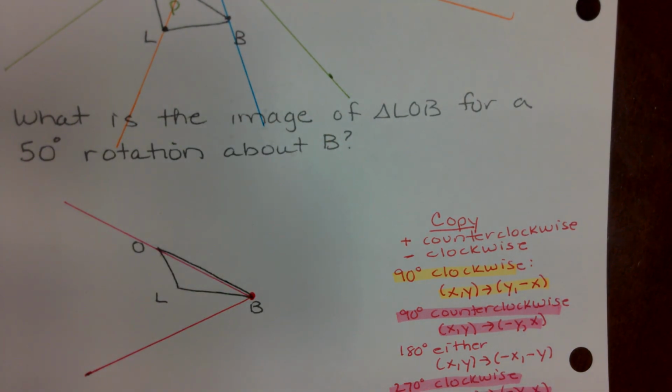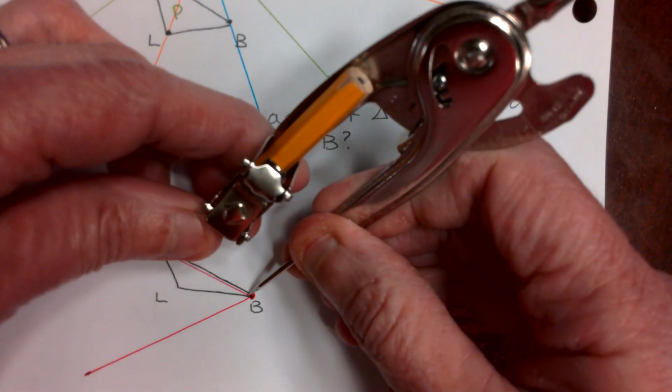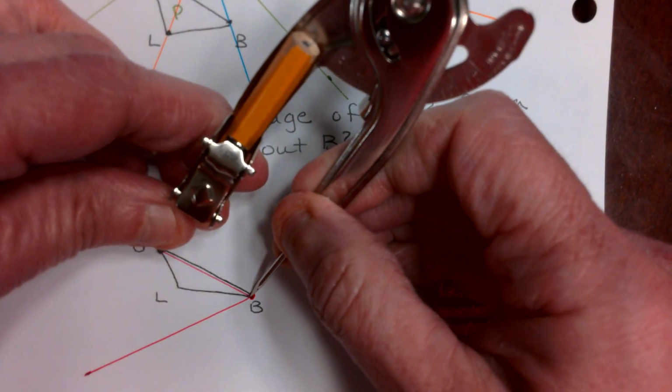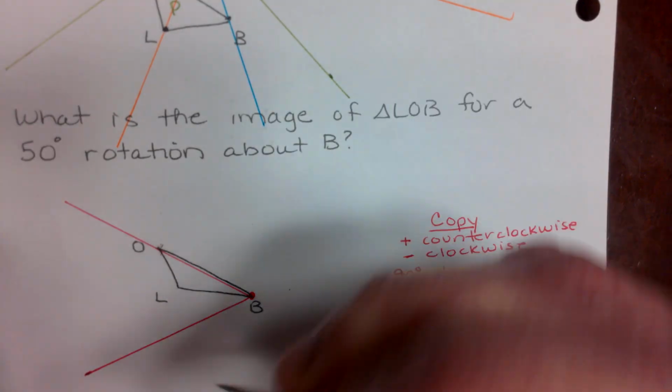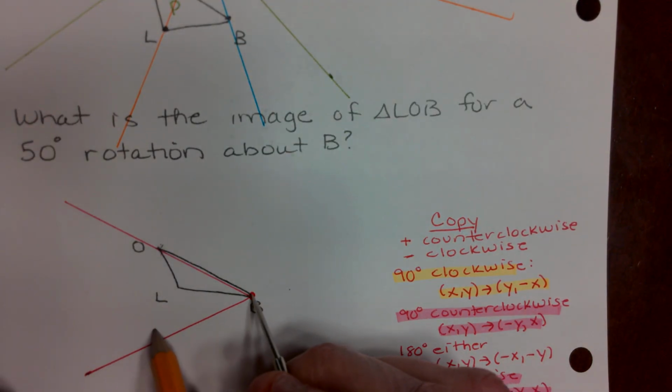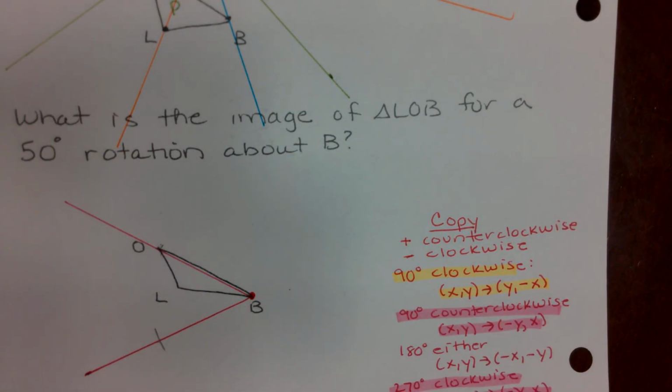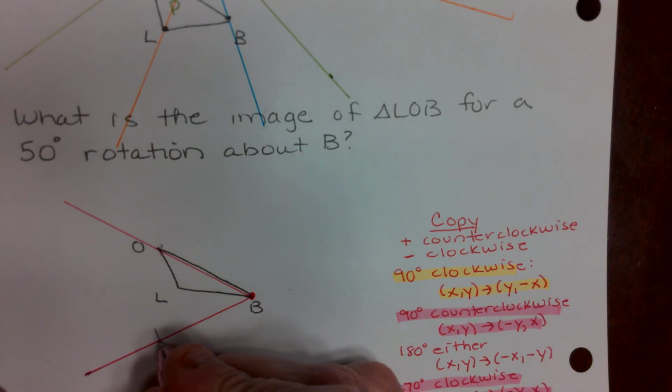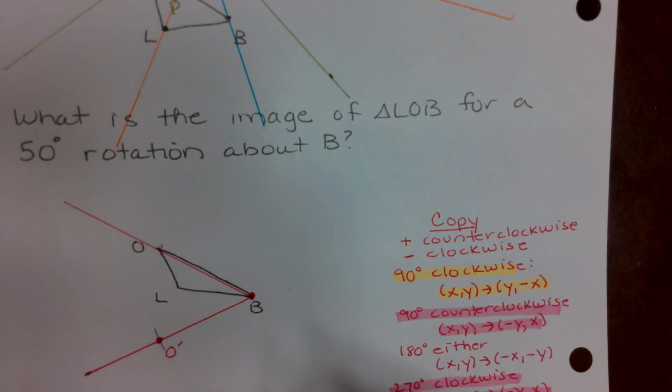And use my compass to measure from B to O, and then from B to, what is it going to be called? O prime. Good. So we only have one more left.